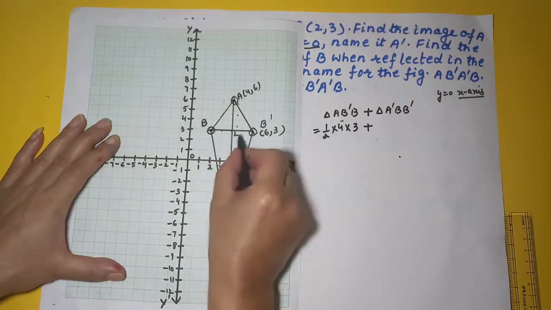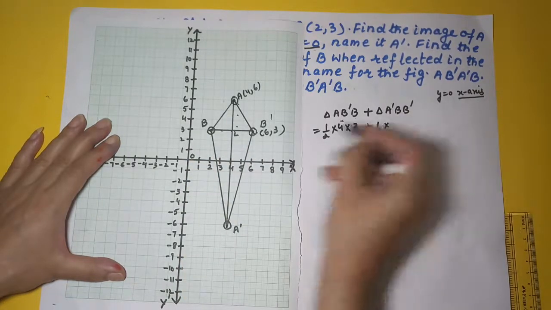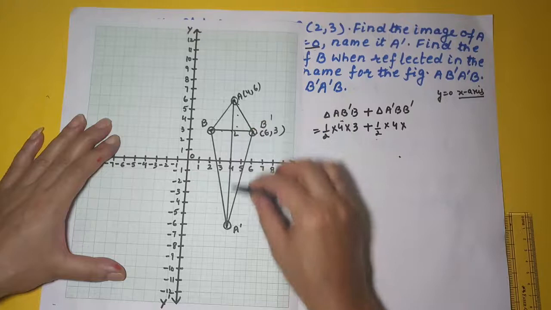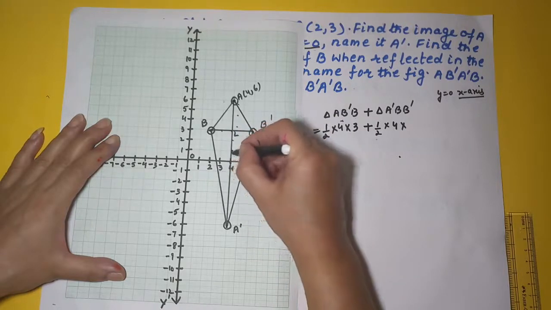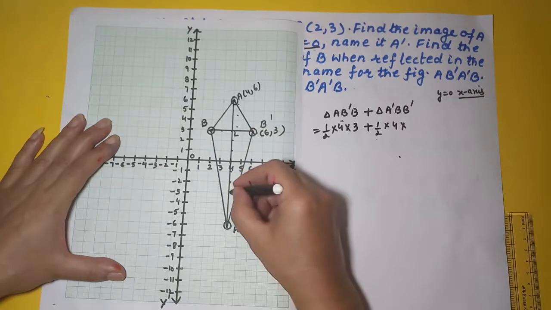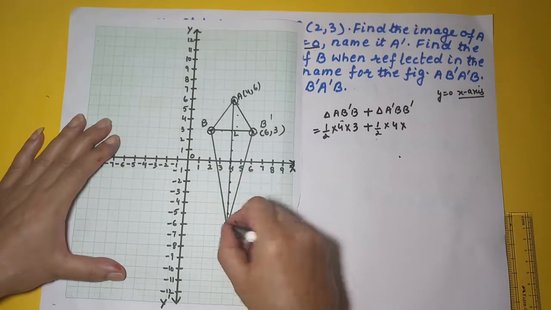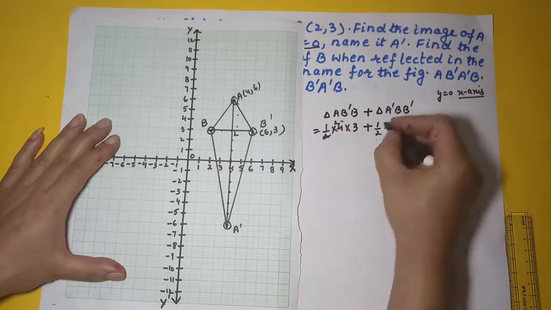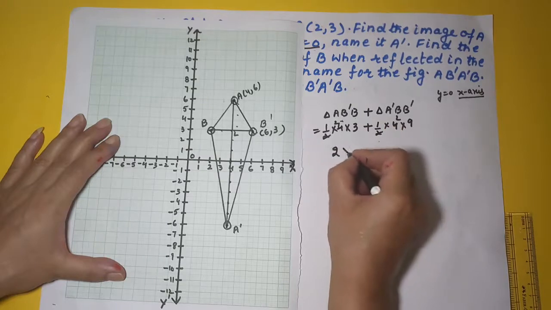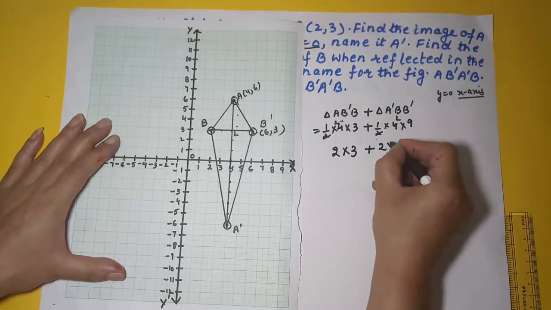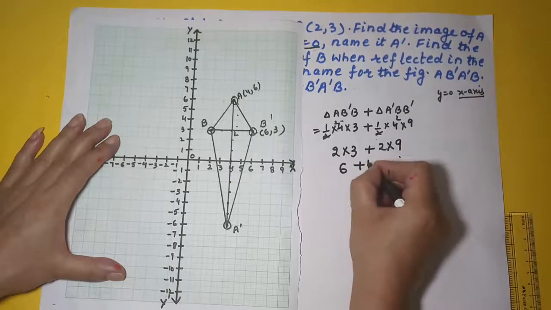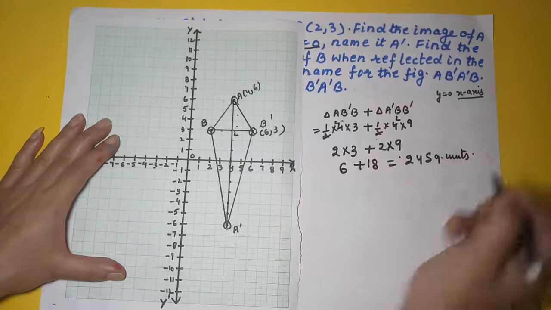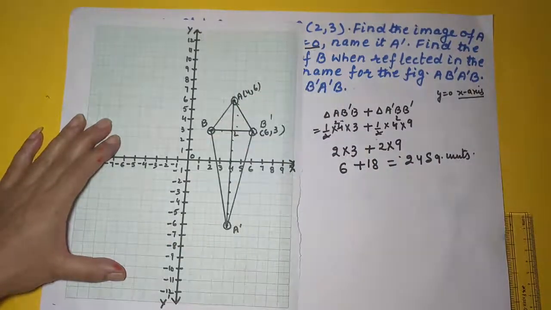Similarly, we'll move here to A dash B, B dash B. In this, what is the base? Half. The base will be the same, so that will be 4 into height. What is the height? LA dash is the height. So let's count 1, 2, 3, 4, 5, 6, 7, 8 and 9. So 9 is the height. So here 2 2s are. We will get 2 into 3 plus 2 into 9. So 6 plus 18, which is equal to 24 square units. That's how we can find the area of the kite.